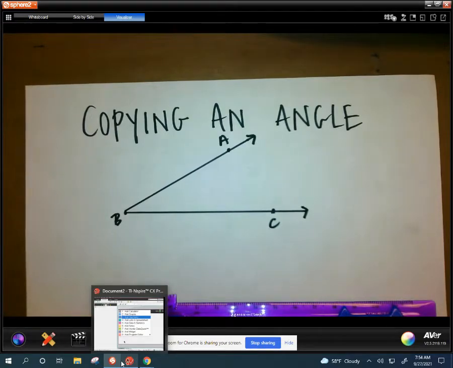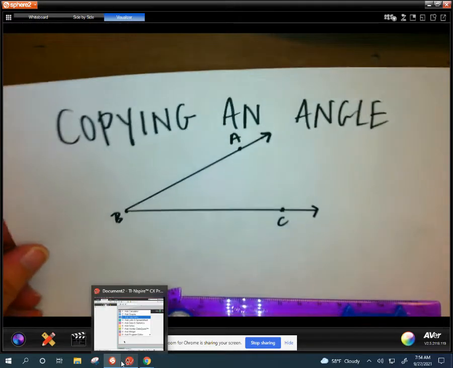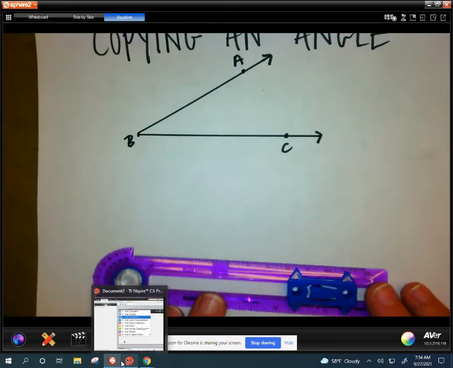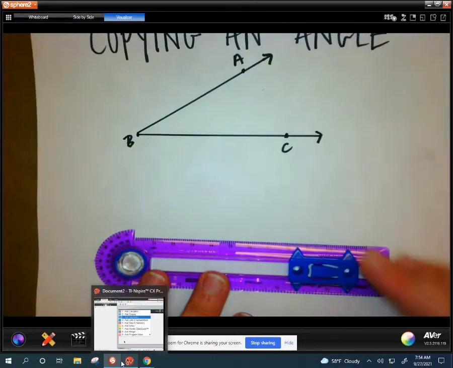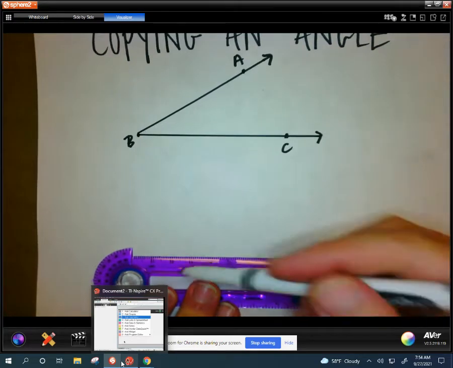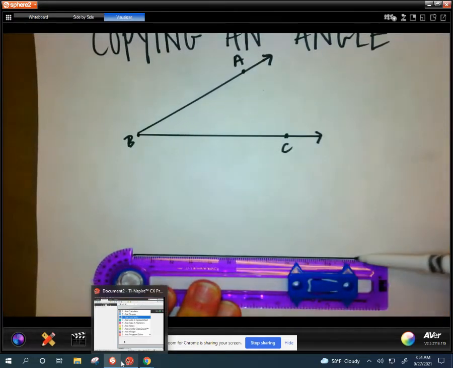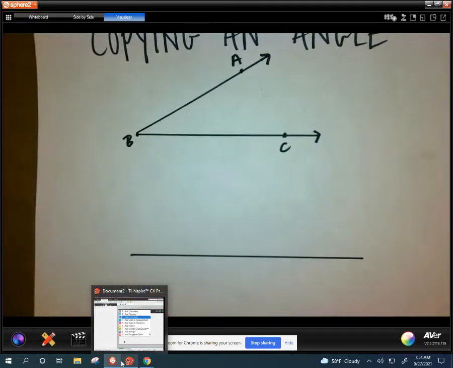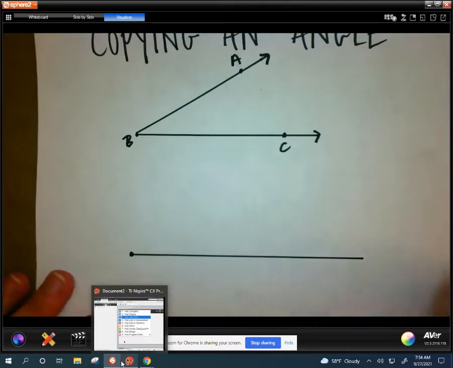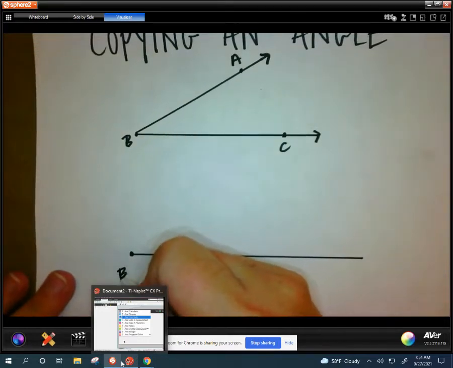Very similar to the construction that we did for copying a segment, you have to start with something on your paper. So we're going to draw the line that will become the ray B prime, C prime. I just want to make sure I draw one that's fairly long, longer than the one that's there. I'm going to put a point at the end, and I'm going to call that B prime. There's my vertex.